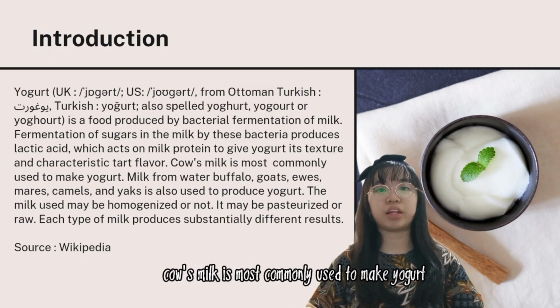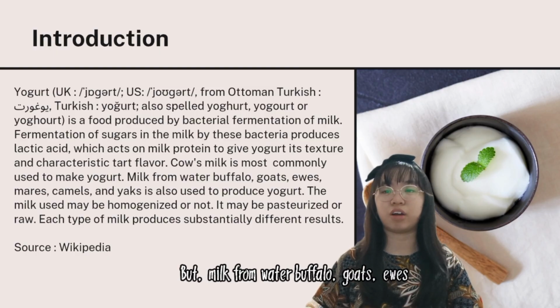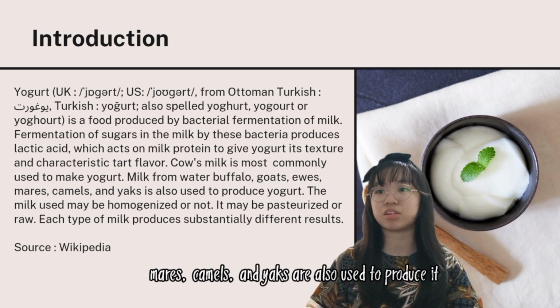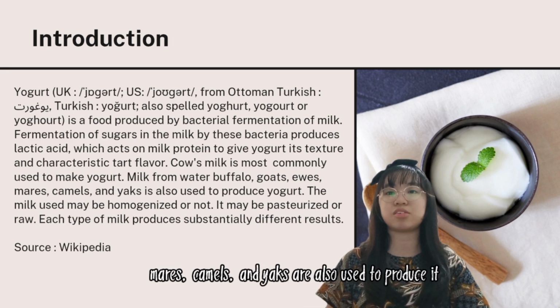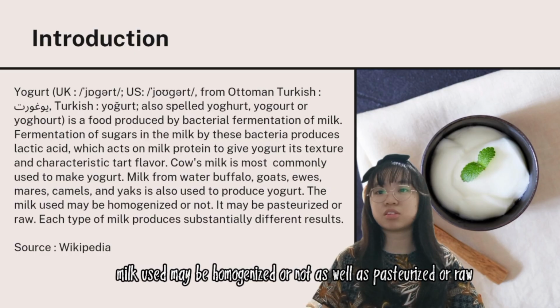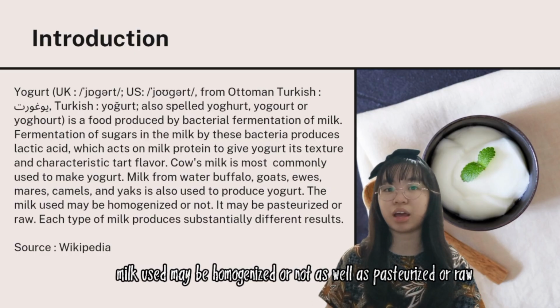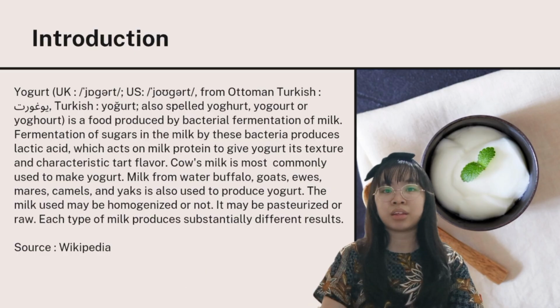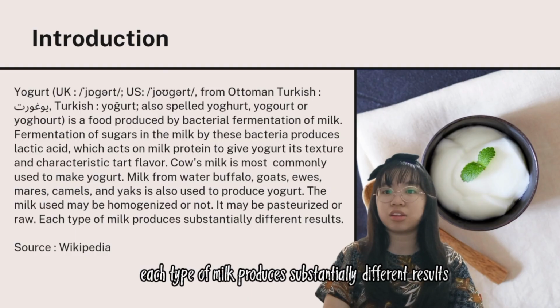Cow's milk is most commonly used to make yogurt, but milk from water buffalo, goats, ewes, mares, camels, and yaks are also used to produce it. Milks used may be homogenized or not, as well as pasteurized or raw. Each type of milk produces substantially different results.